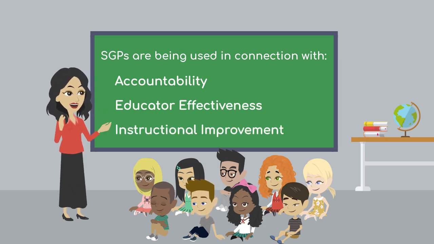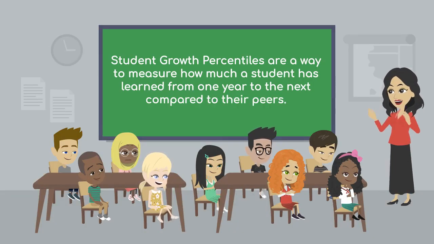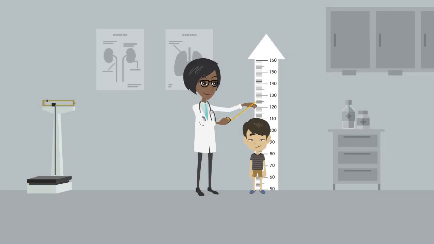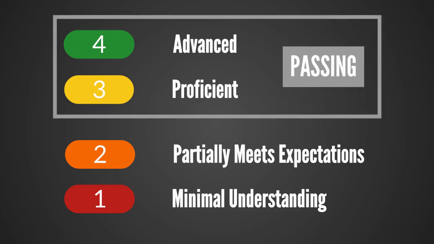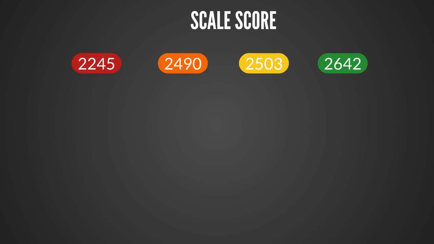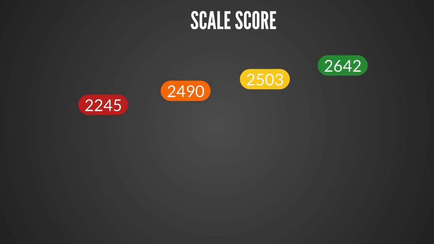So what are they? Student growth percentiles are a way to measure how much a student has learned from one year to the next compared to their peers. Think of it like a growth chart at the doctor's office, but instead of tracking height, we're tracking academic progress. In Nevada, 3rd through 8th graders take the SBAC at the end of each school year. Students get an overall achievement score of a 1, 2, 3, or 4. Students also receive a scale score, a more specific score within their level range.